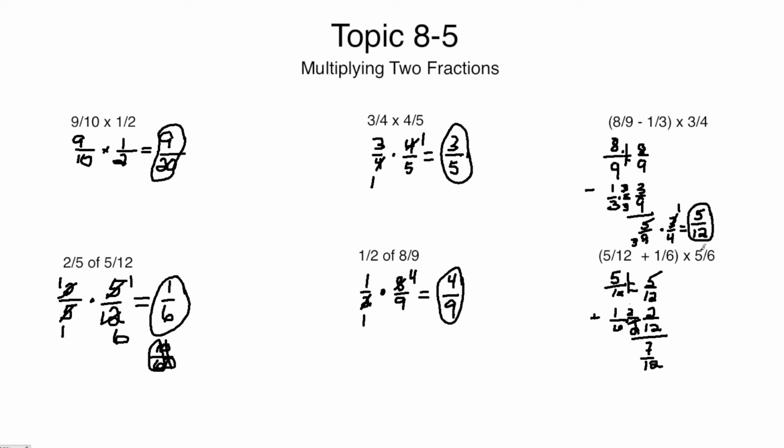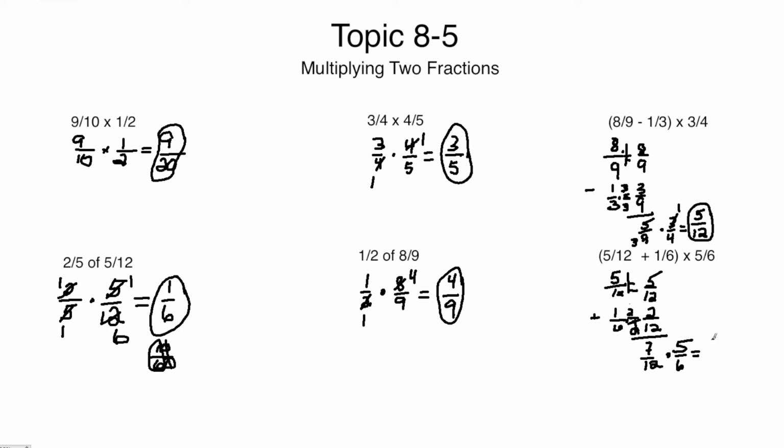7/12 cannot be reduced, so let's bring down the multiplication sign. And 5/6. Can we cross factor 5 and 12? Nope. Can we cross factor 6 and 7? Nope. So then we go to the second step. Of course, we couldn't do the golden rule because there's no mixed number or whole number. So let's multiply straight across.